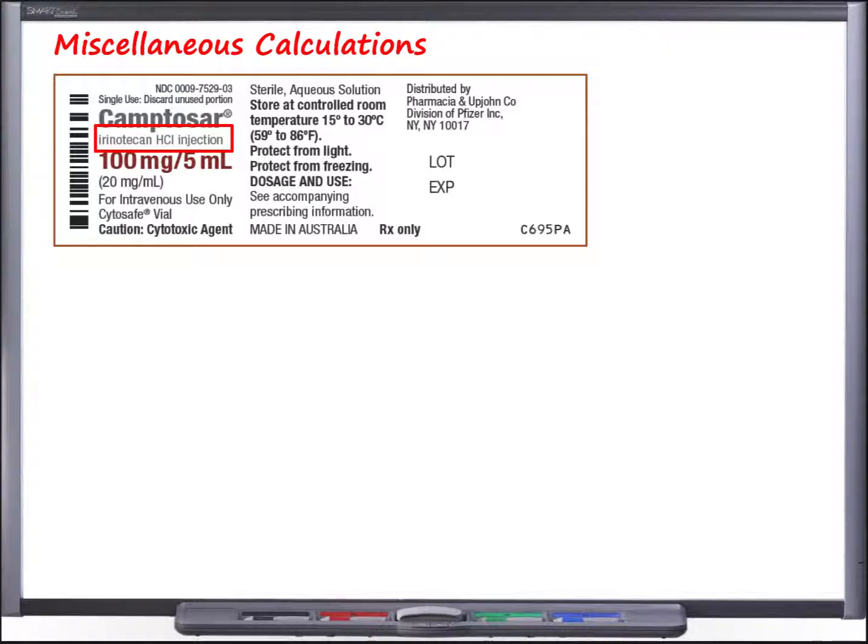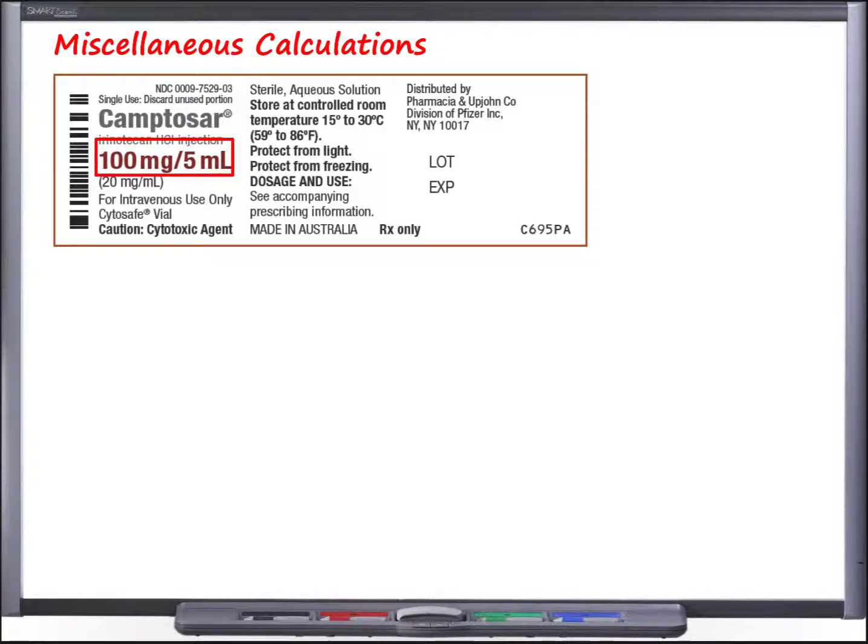What's the next important information? And this highlights why we chose this label. This makes it a little bit confusing because this looks like a concentration, and it is a concentration, but it's not reduced. So what is it telling us? What this is telling us is that the total amount of drug in this vial is 100 milligrams. That's the total amount of drug.